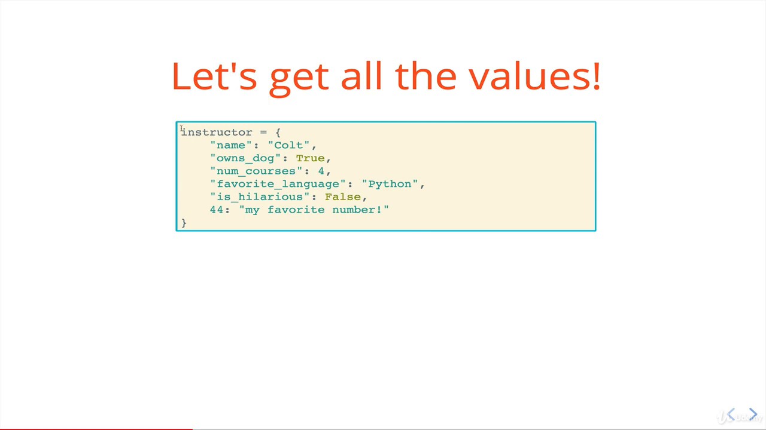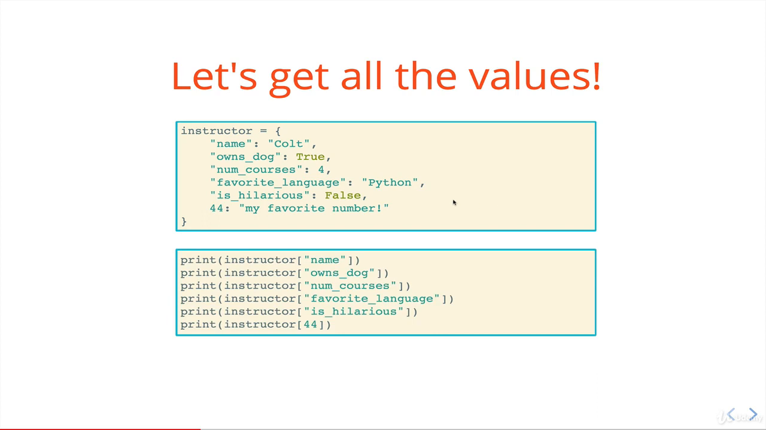So suppose we have this dictionary, same one, instructor, has all sorts of keys and values of all different types. If we wanted to print every single piece of information out, every value, we could do something like this, blah, blah, blah, you see where I'm going here. Print instructor name, print instructor owns dog. And what a surprise, this is not a good way of doing things. And this sets us up to see the real way of doing things using a for loop.